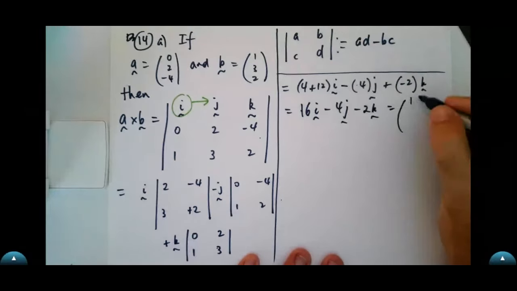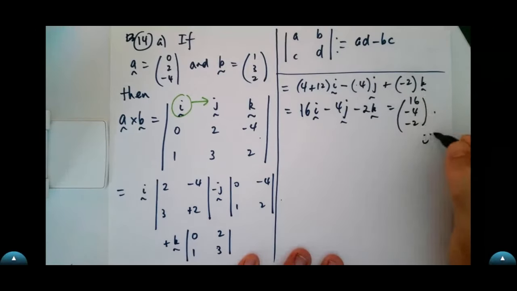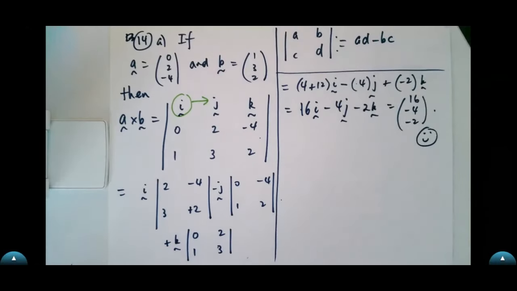If you want to write it as a column, because I know some people prefer to write things as a column, that's it. So there you go. That's one way of doing it.